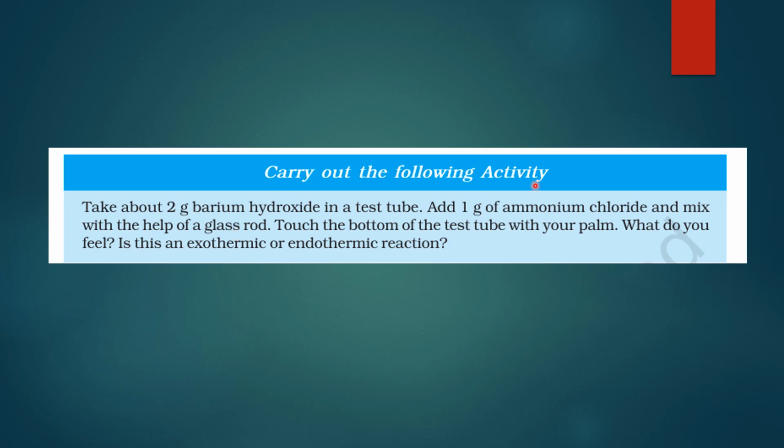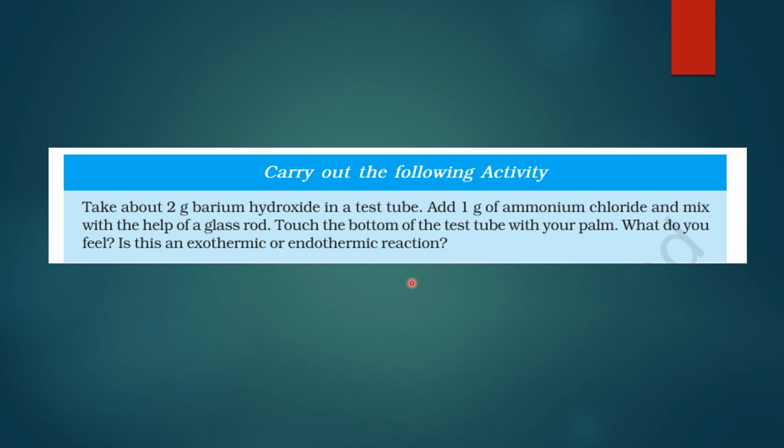Next, we have to carry out this activity. Take about 2 grams of barium hydroxide in a test tube and add 1 gram of ammonium chloride and mix it with the help of a glass rod. You can perform this in the laboratory. Now touch the bottom of the test tube with your palm. What do you feel? You can actually do this and see. You will feel that the test tube feels cold after you carry out this reaction. So if it is feeling cold, which category does it come in? It will come in the endothermic reaction category because it is taking heat.